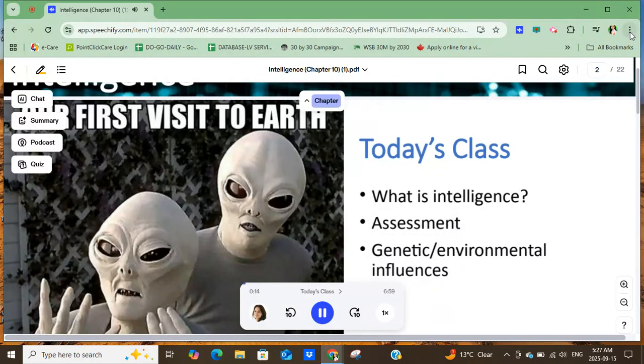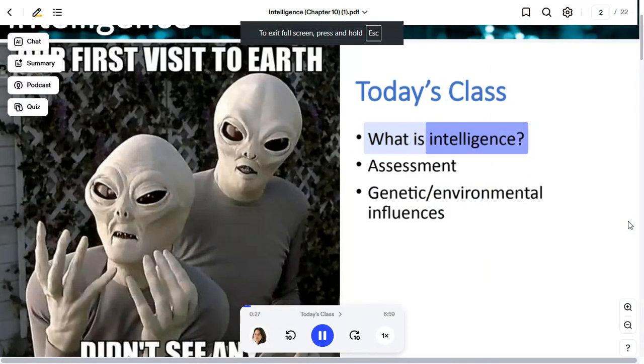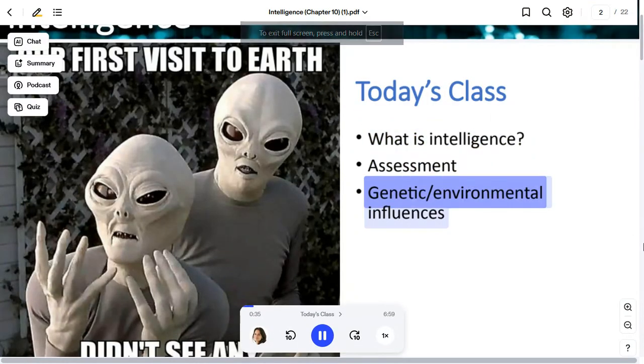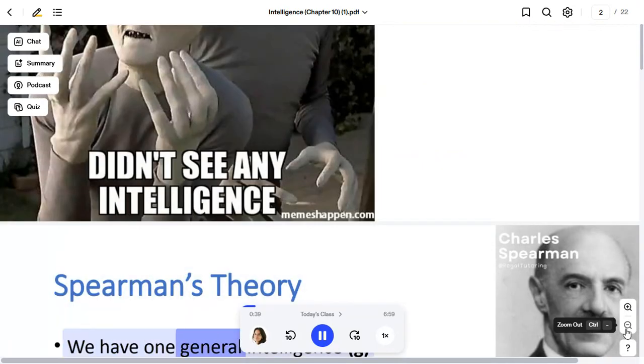Chapter 10. Today's class. What is intelligence? Assessment. Genetic and environmental influences. Spearman's theory: we have one general intelligence. Those who score high in one area often score high in another. Inspired by work in factor analysis, which looks at how variables relate to each other.